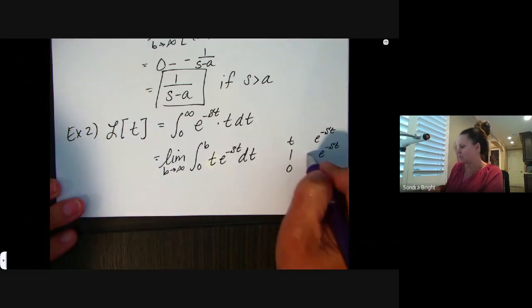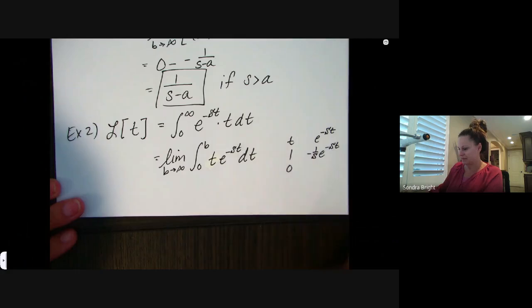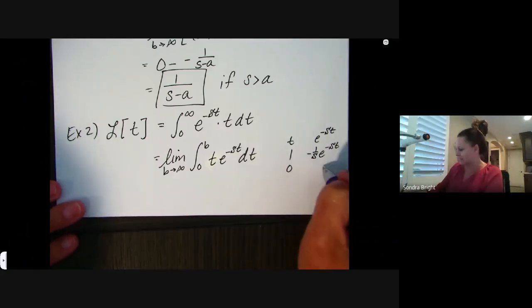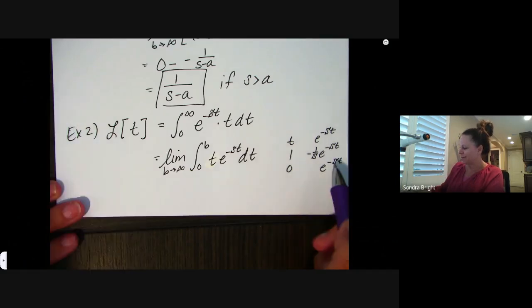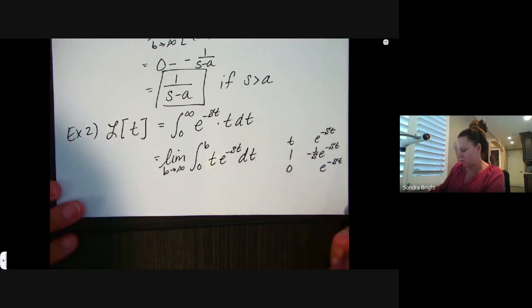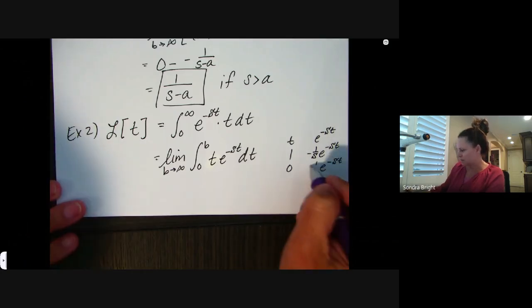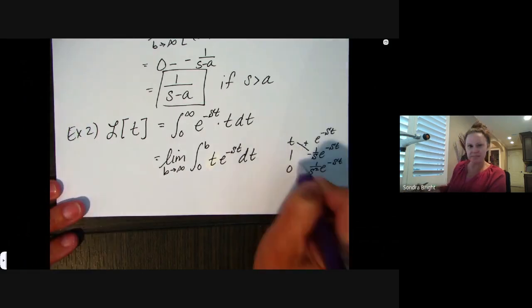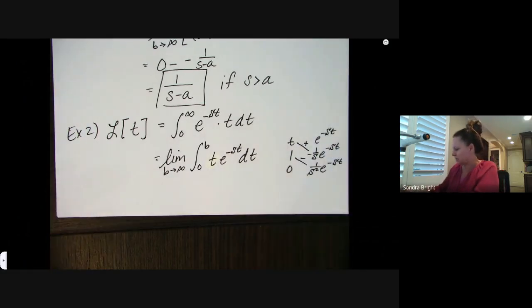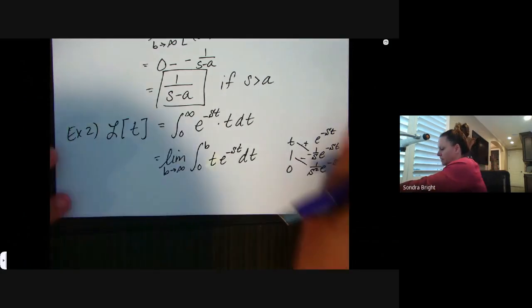And then do it again, the antiderivative, which would be an e to the negative st, but times another negative s, so you've got to undo that one again, and so you end up with a positive 1 over s squared. Now, and then it's a plus and then a minus. All right, so this ends up becoming, another page.